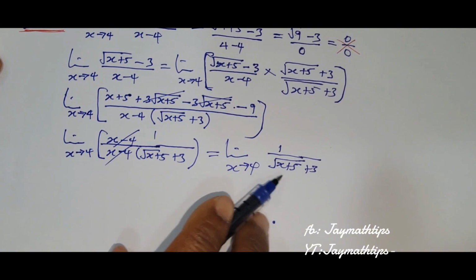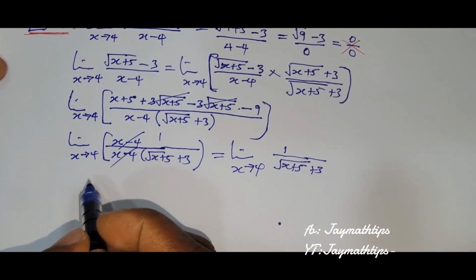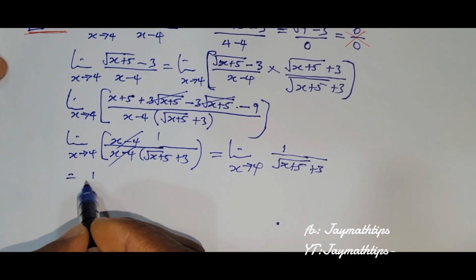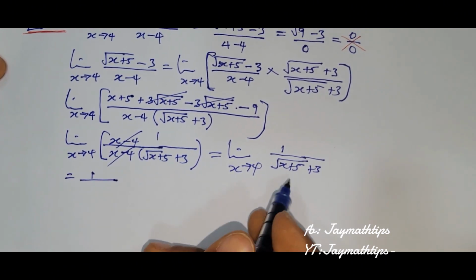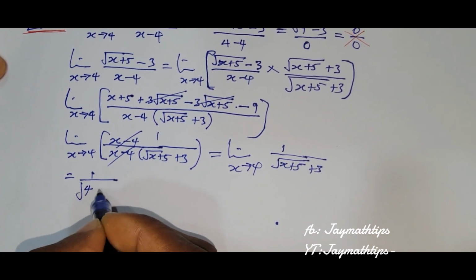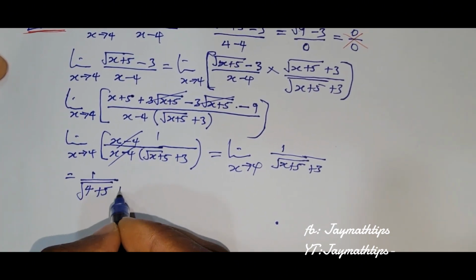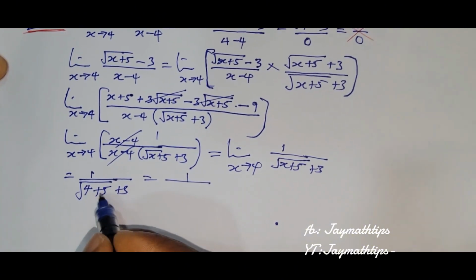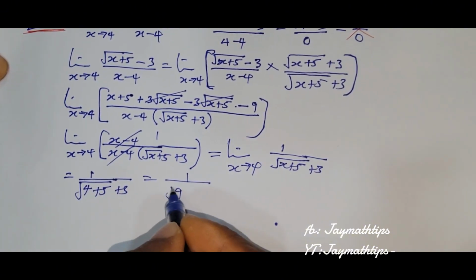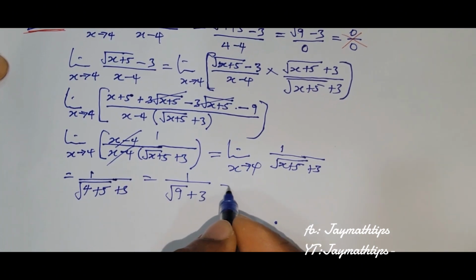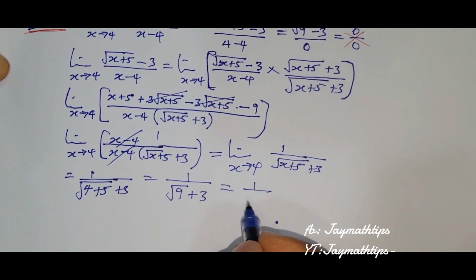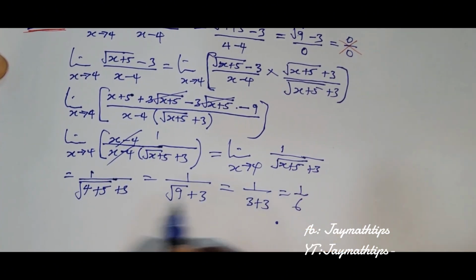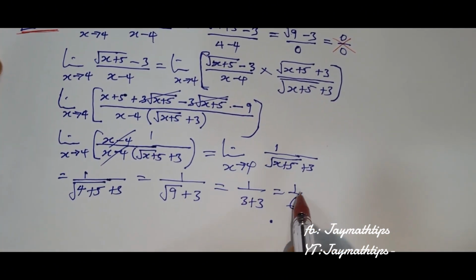So by the time you plug in this value here, you're going to arrive at 1 all over, plug in 4 plus 5 plus 3. And the answer is going to be 1 all over the square root of 9 plus 3. The square root of 9 is 3, plus 3 equals 6, so we have 1 all over 6, and that is our answer.